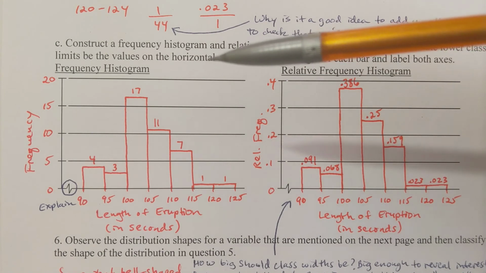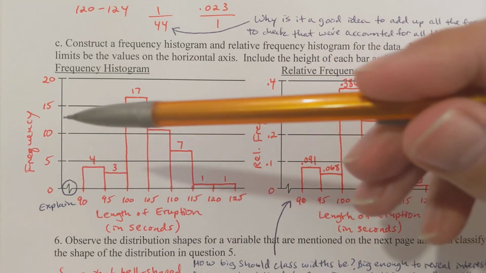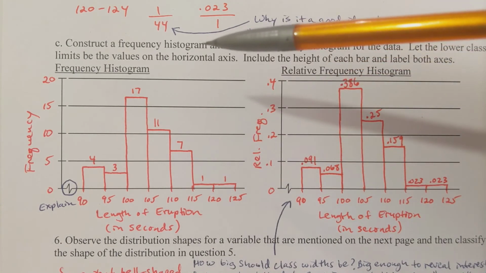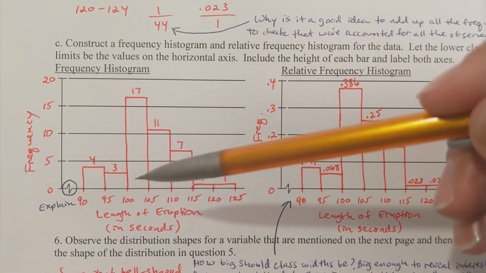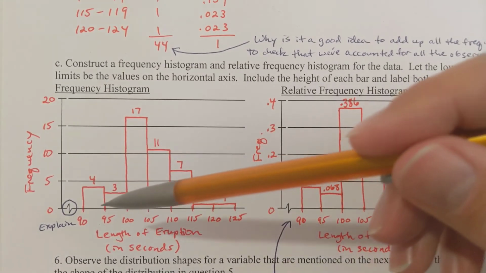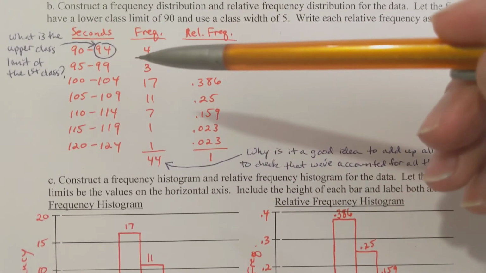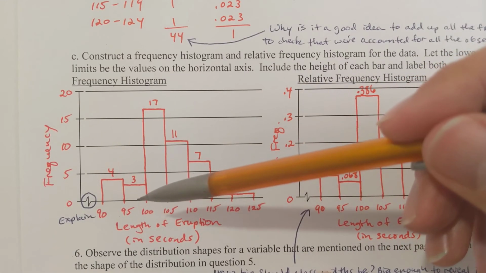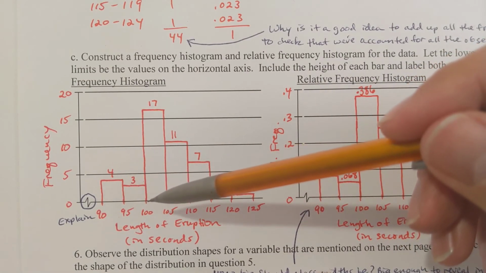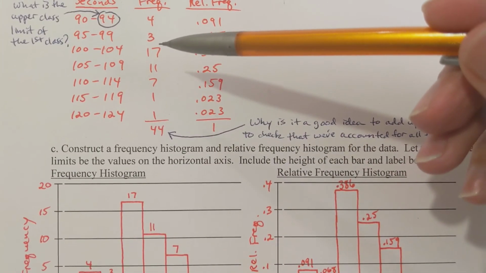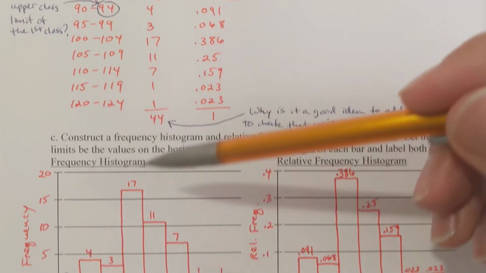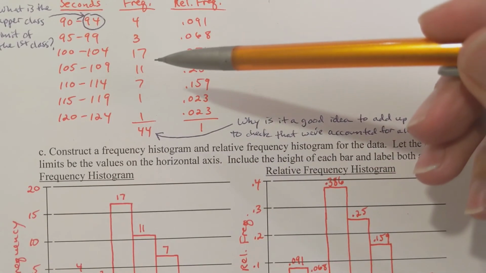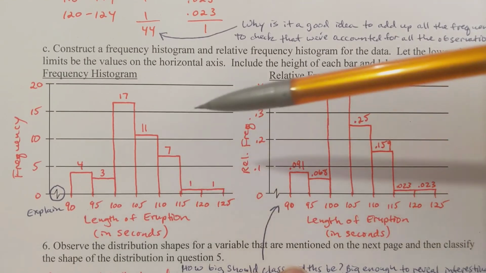Okay. So my axes are both labeled, the number lines look good, and I'm ready to draw my bars. Okay, and I'm drawing a histogram, so the bars have to touch. In the first group, in the 90 to 94 range, I got a frequency of 4. Okay, so I draw a bar at a height of 4. In the 95 to 99 range, I have a bar at a height of 3. Okay, in the 100 to 104 range, I get a bar at a height of 17, etc.